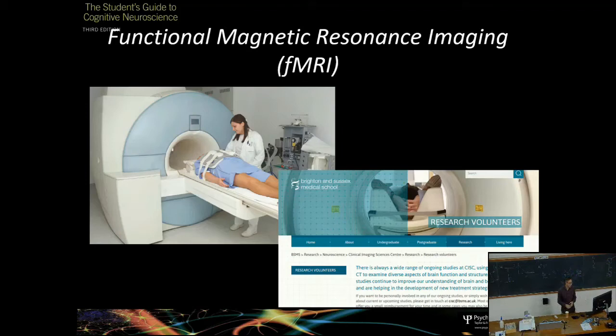This is the procedure: you go into this magnetic bore, which has a big coil in it in which you've got electrical and magnetic currents going in. I'll say something a little bit about that.